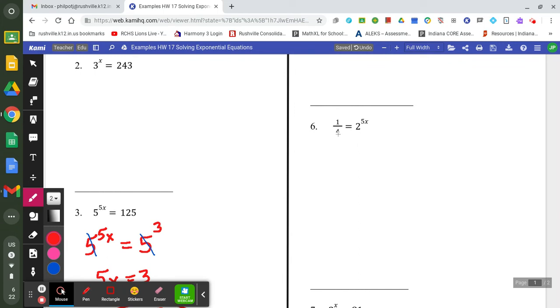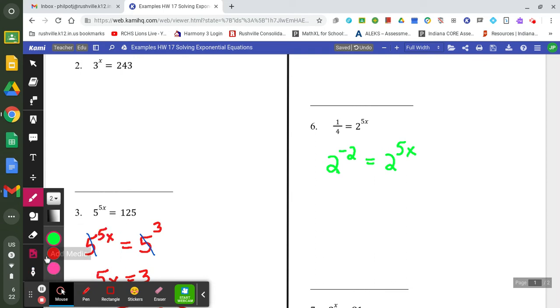Skipping down to number 6, I have a fraction here, but I can write that fraction with a base of 2 so that it matches the other side of my equal sign. So 1/4 can be written as base 2 to the negative 2, and you can see that on your base chart that we gave you in class. Equals base 2 to the 5x power.